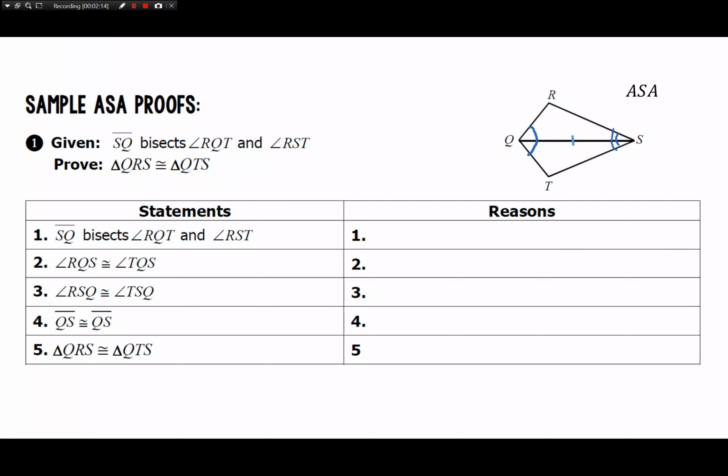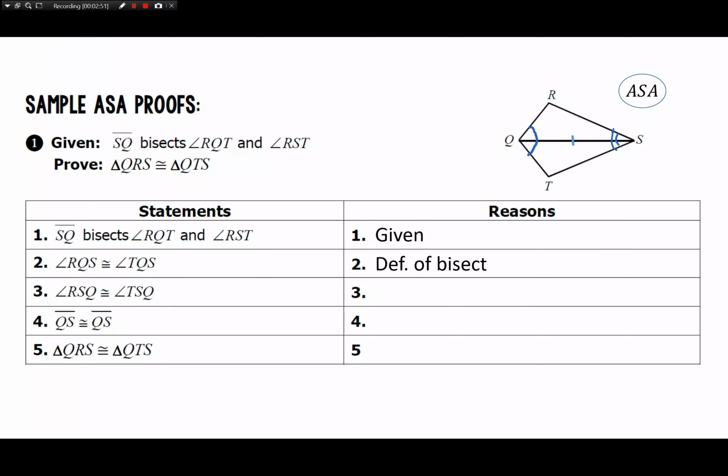Again, we know what our goal is going to be. We're going to circle angle side angle and move on to the actual proof. Again, the left side is the statements, the right side is the reasons. Statement number 1 says SQ bisects angle RQT and angle RST. The reason why we know this is that it was given to us. Statement number 2 then says angle RQS is congruent to angle TQS. The reason why we know that is because it was bisected, so we're going to use definition of bisect.